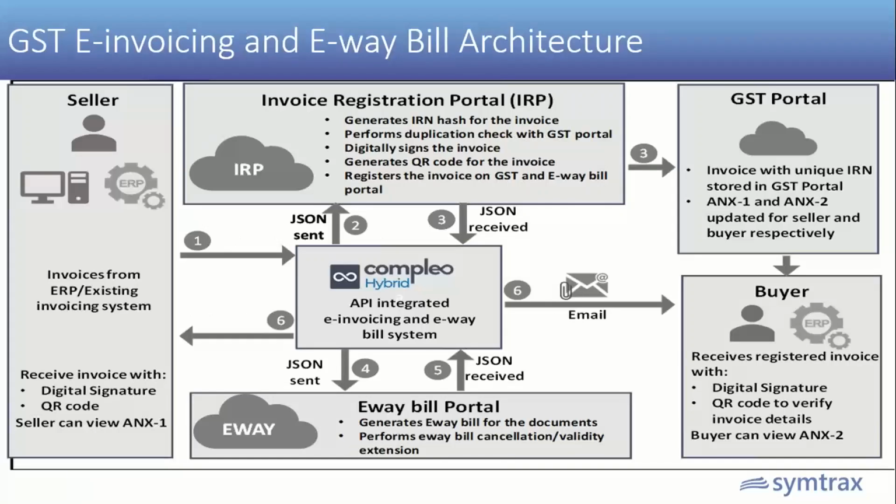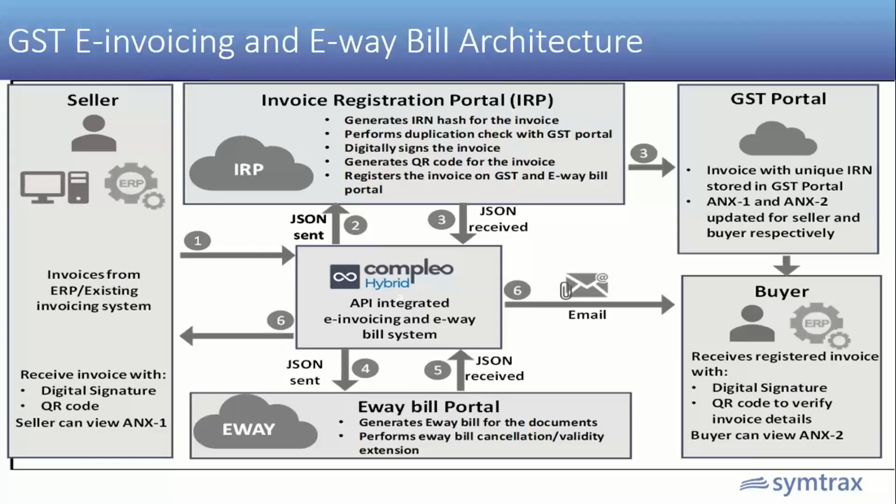Let's move ahead. This is the architecture that is used for the e-invoicing and e-way bill system. On the left hand side, as you see, it's the seller's system. From this system, our software, which is called Compio Hybrid, helps you to capture the data. We convert it to the JSON as per the prescribed schema from the government and send it to the portal for registration. The portal is going to make the necessary checks such as duplication, data correctness, etc. If everything is fine, we will get back a JSON file from the portal with extra details such as the IRN, QR code, acknowledgement number, etc.